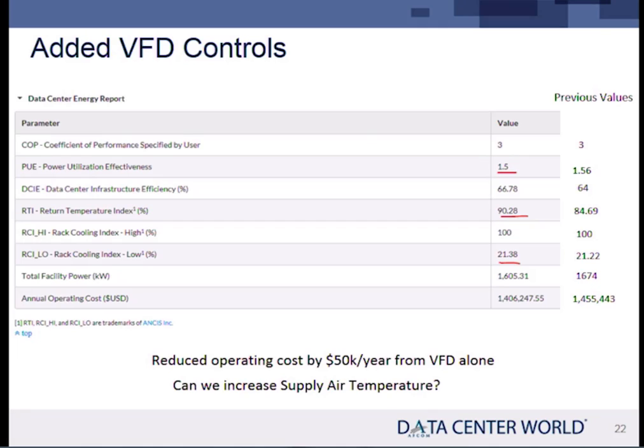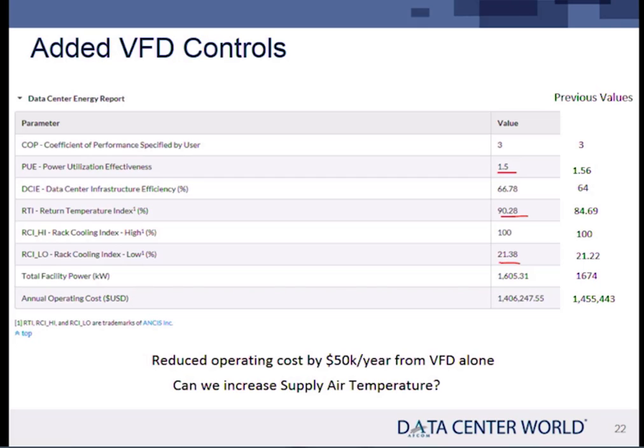The RCI high stayed at 100, which means I still have no hot spots, but my RCI low is still 21. I'm too cold now, but at least I got the airflow a little better balanced. And by the way, the predicted cost dropped by 50 grand a year, just from putting the VFDs in place and scaling them down a little bit. Okay? So things got better just from putting the VFDs in place, to your point.